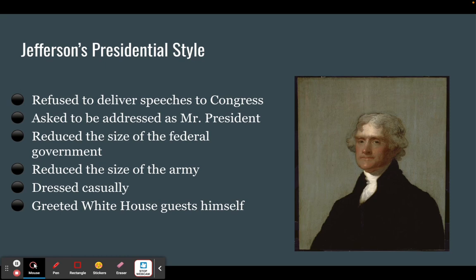He dressed very casually. He greets guests at the White House himself, opening the front door, which today would be completely crazy if we think about it. President Biden is not opening the door for guests at the White House today. He has staff, he has security, he has all those things. So it's just a very different presidential style. And it was a very different time period also.